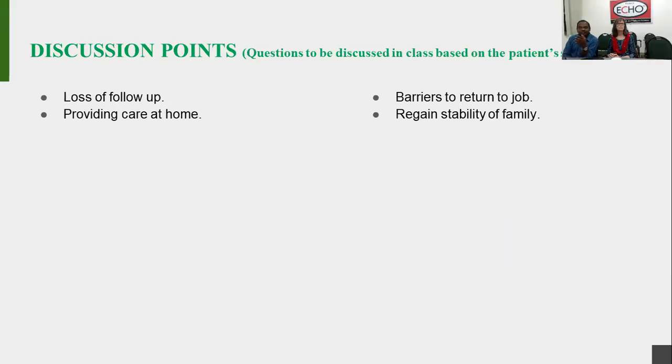One is about how to follow up the patient, and how to return to his job, and stability of family. So, do you have any more questions to clarify?